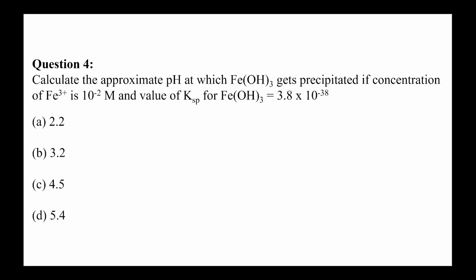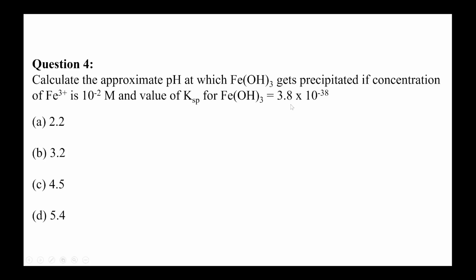Moving to the next question, question number 4. Calculate the approximate pH at which Fe(OH)3 gets precipitated if the concentration of Fe3+ is 10 raised to the power of minus 2 molar and the value of Ksp for Fe(OH)3 is 3.8 into 10 raised to the power of minus 38.